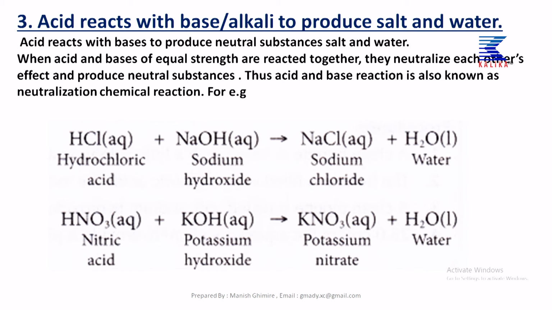But to be pointed out, whenever acid and base of equal strength, meaning they are equal in terms of their strength, are reacted together, they neutralize each other's effect, thereby producing neutral substances like salt and water. Here, salt is also a neutral substance and water is always a neutral substance. They both have pH 7. That is why we call them neutral substances.